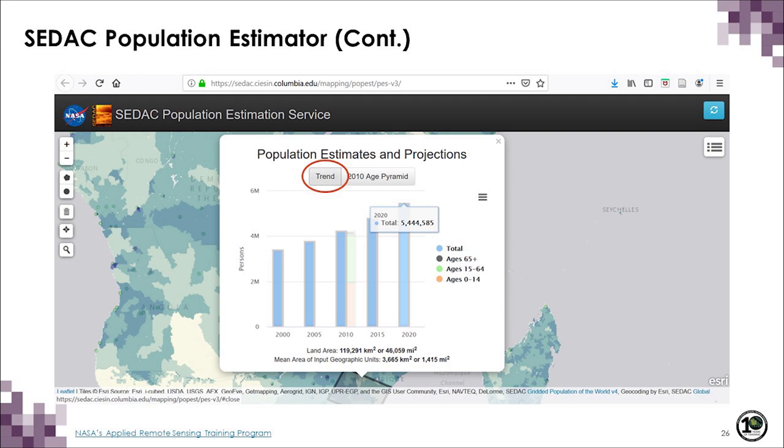When the selection of the area is completed, a pop-up window displays the population estimates and projection for that area, including broad age groups for 2010. And in this case, we are looking at the population trend between 2000 and 2010.